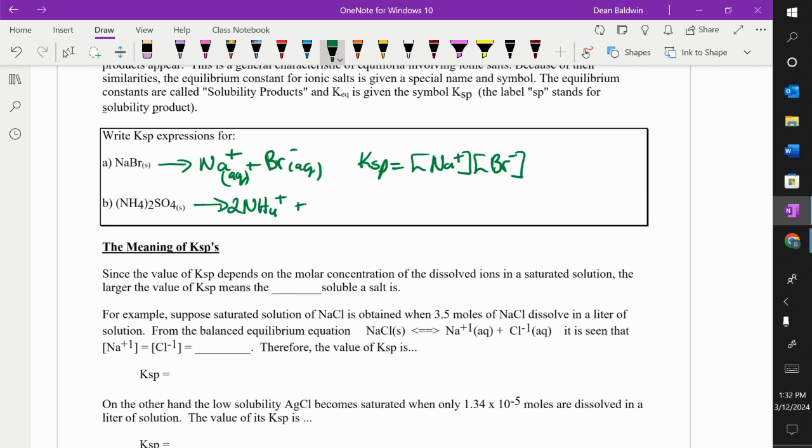Remember, just like Maya pointed out, we have to balance everything. Okay. So it's just basically relating how much of it dissolves. So the higher the KSP value, what can you say about that salt? The more soluble it'll be. All right. So it relates directly to solubility.